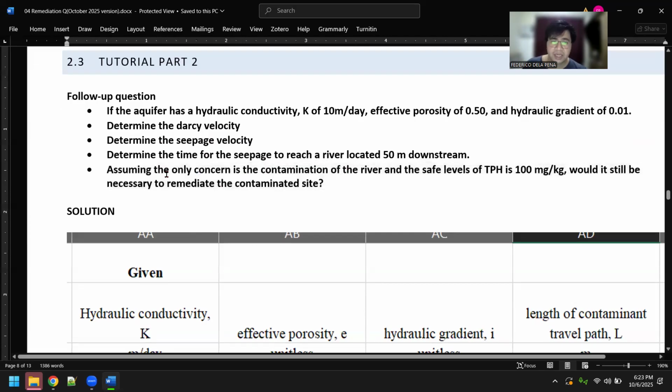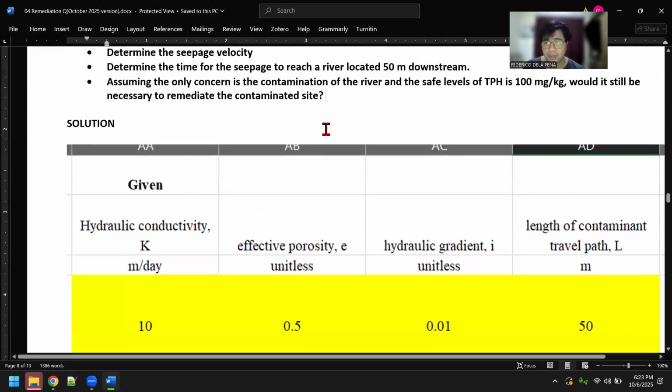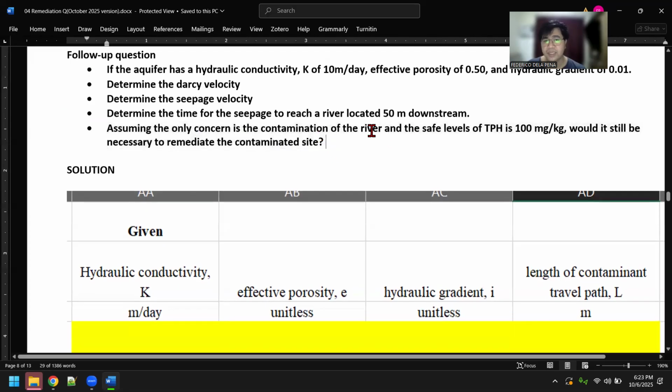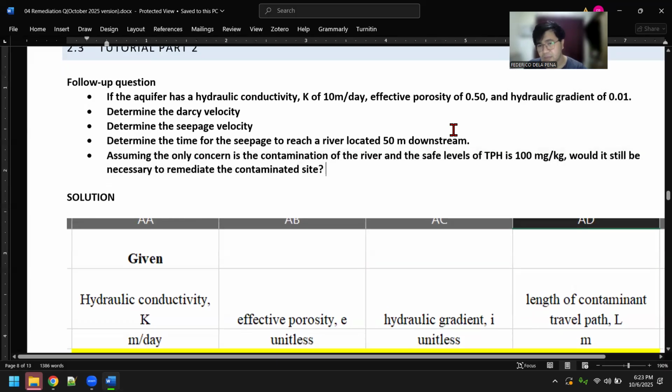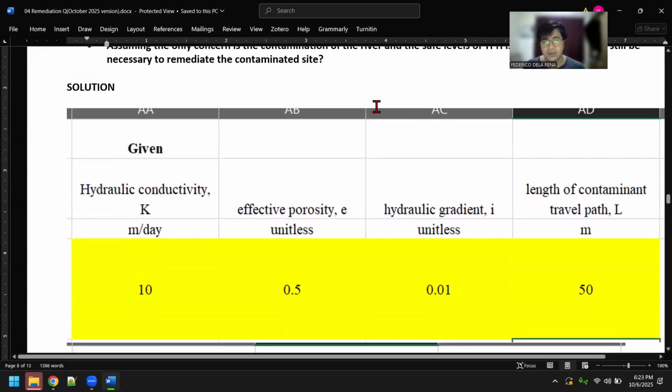And the final question, assuming that the only concern is the contamination of the river, and assuming that the safe level is 100 ppm, would it still be necessary to remediate the contamination in the site? Okay, so let's assume that we're only worried about the river being contaminated. Okay, so let's solve this one by one.